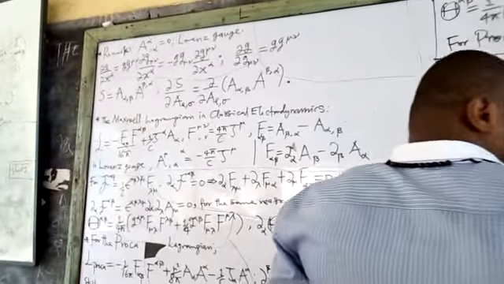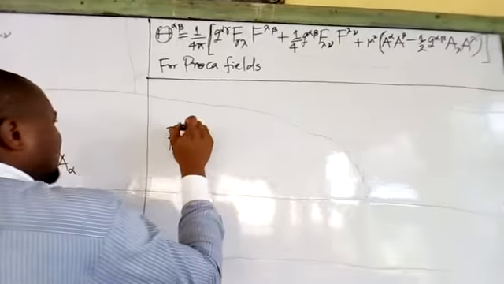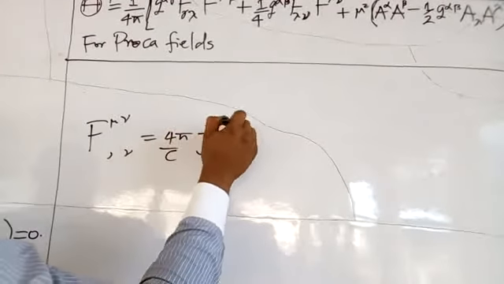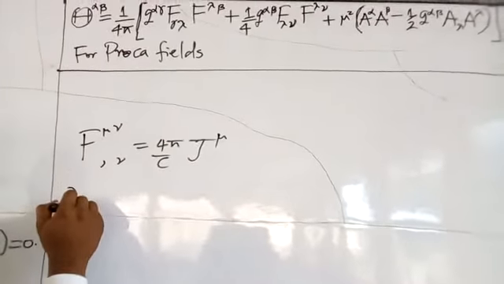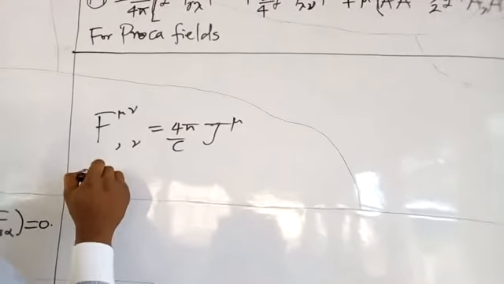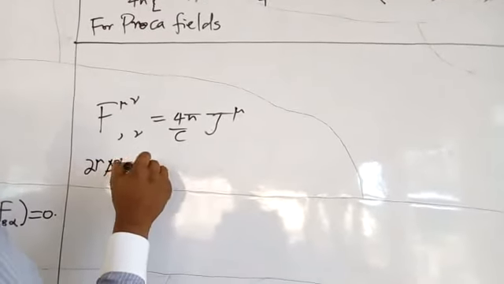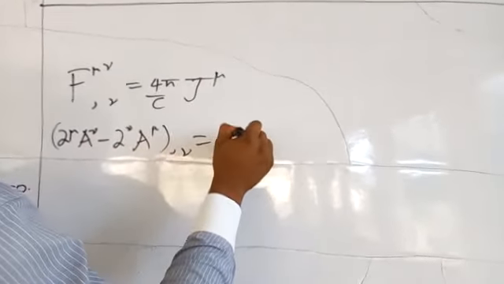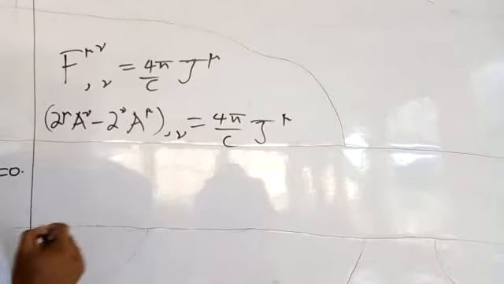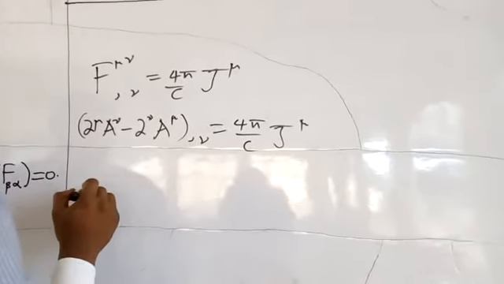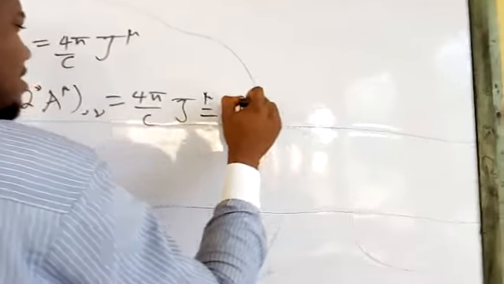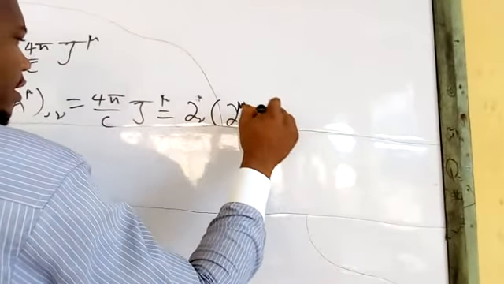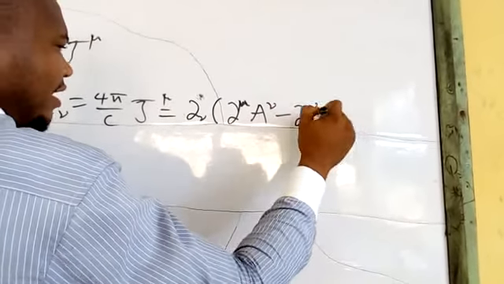In the Lorentz gauge, what we have over there is F^{μν}_{,ν} = (4π/c) J^μ. And what we've got here is the μ inside the bracket, ∂^ν A^μ minus ∂^μ A^ν, and all this is comma ν, equal to 4π over c J^μ. And I can take this in with this comma again. I think it's better for me to say this is the same thing as, again, the ν has to be down: ∂_ν(∂^μ A^ν minus ∂^ν A^μ).